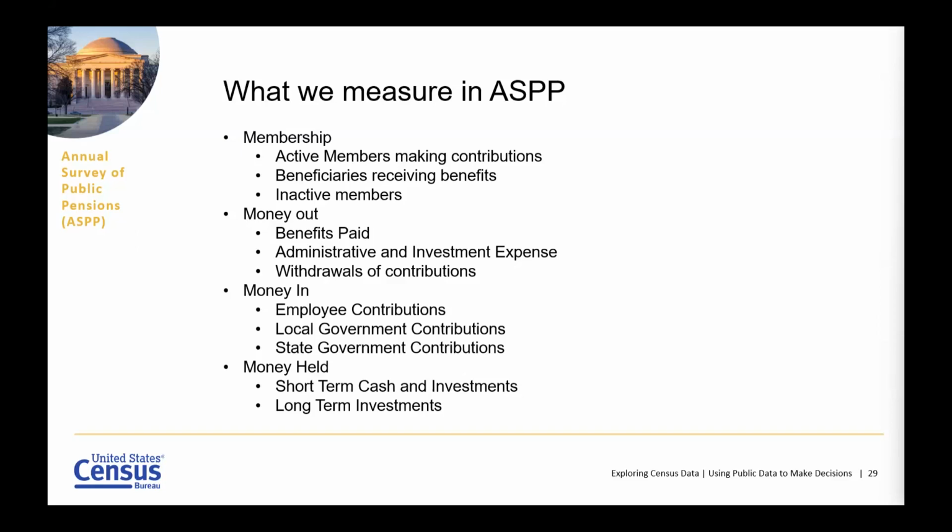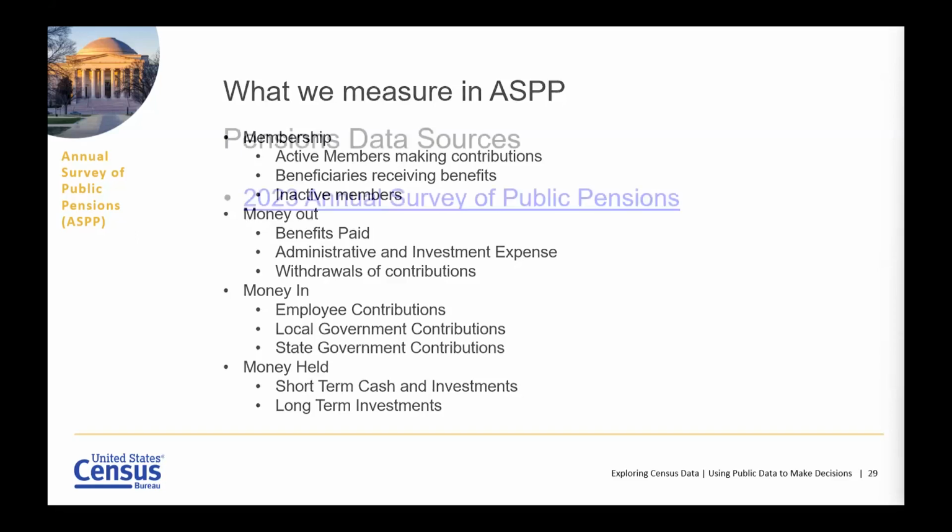So active members are people who are currently employees, who are making contributions on a regular basis. Beneficiaries can be retired employees, but they can also be eligible spouses or dependent children. Inactive membership is a pool of people. They could be people who no longer work for the government who would be getting a refund of their contributions. They could be employees who are entitled to a full pension but are no longer working currently for the government. Or they could be new employees who are in a waiting period before they're eligible to participate in the pension.